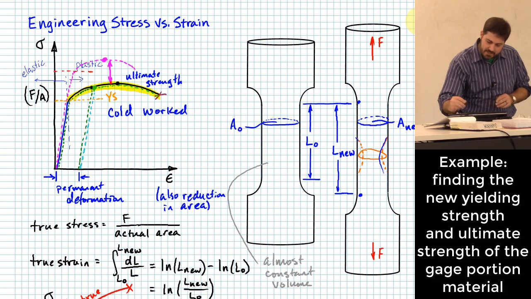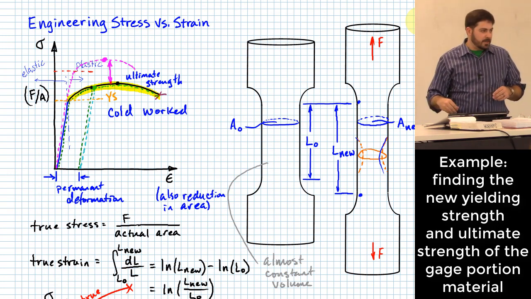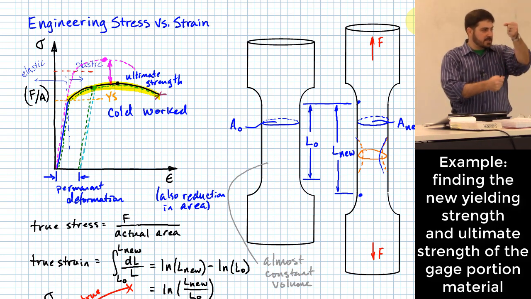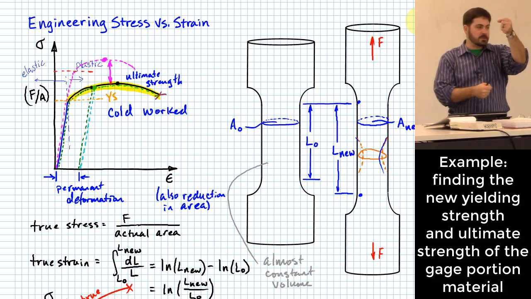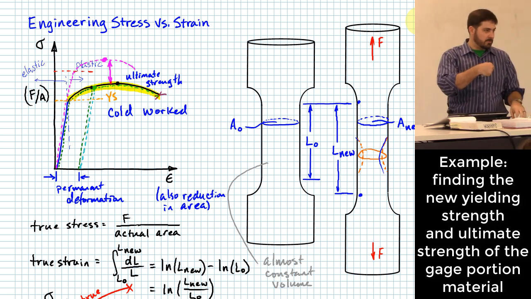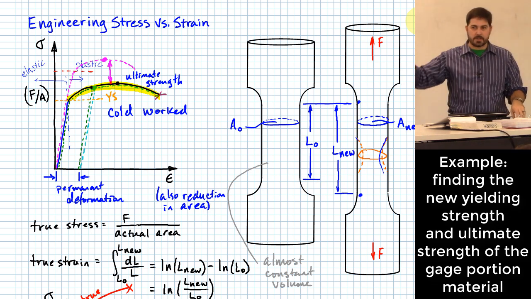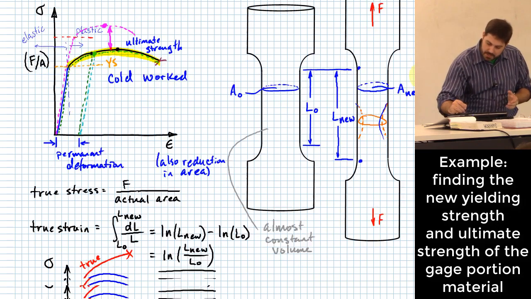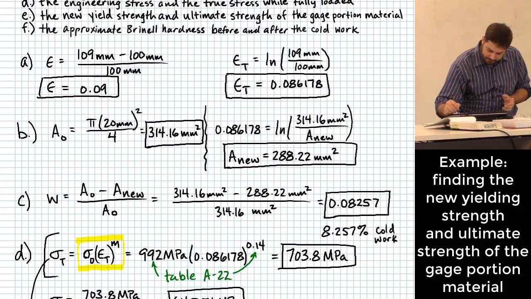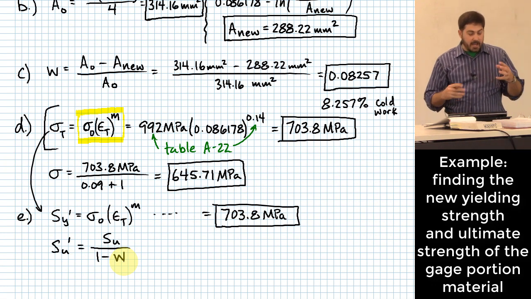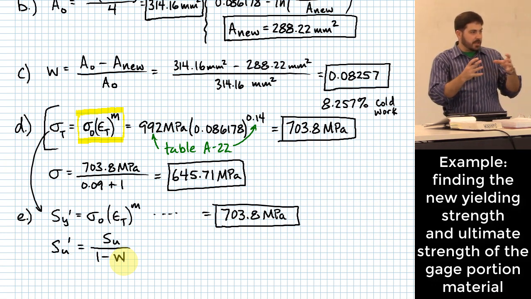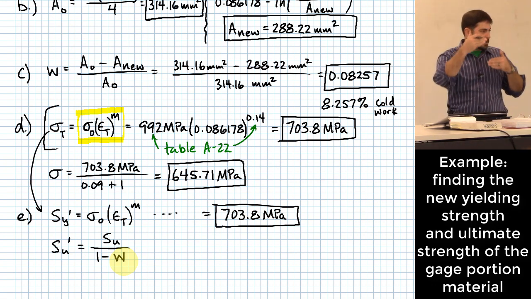We tested this thing, then threw it in a drawer. Anyone who pulls it back out of the drawer and tests it is going to get the same amount of force to break that specimen in two as before. What changed is the cross-sectional area. Okay? So that's what you see in this equation down here. 1 minus W, right? That accounts for the change in the cross-sectional area, which is what causes this increase in ultimate strength.